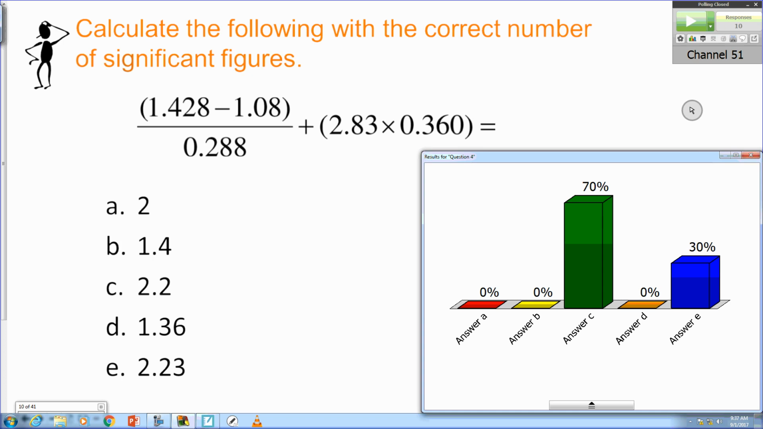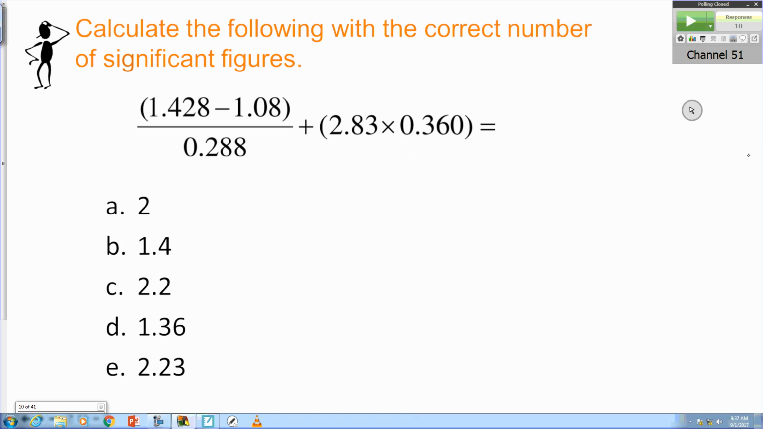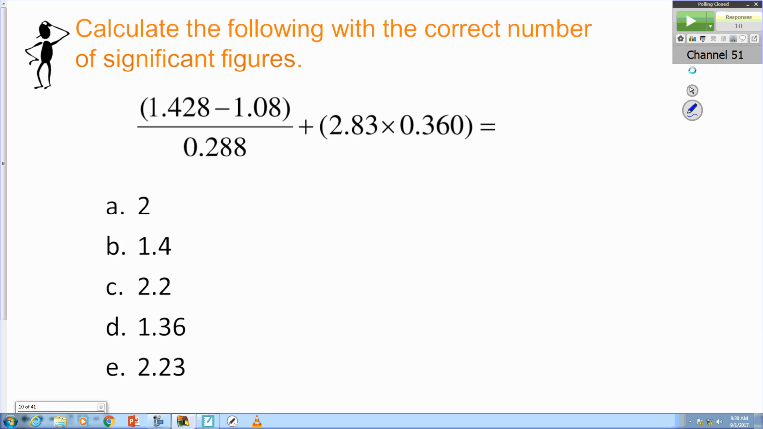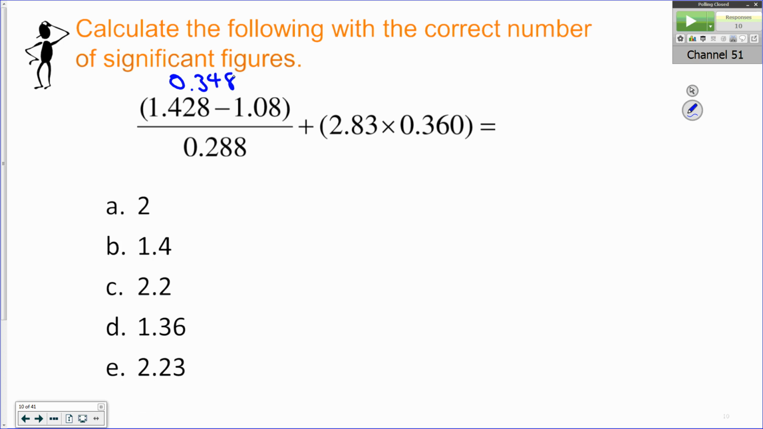Some people stuck to their guns, so 70-30. C was the predominant choice. Let's see. Hope it wasn't B. Okay, let's start working through the problem. First thing I'll do is my subtraction, and my calculator spits out 0.348. But in subtraction, I'm going to underline my significant digit in each step.